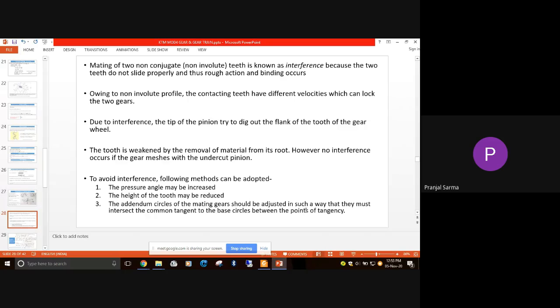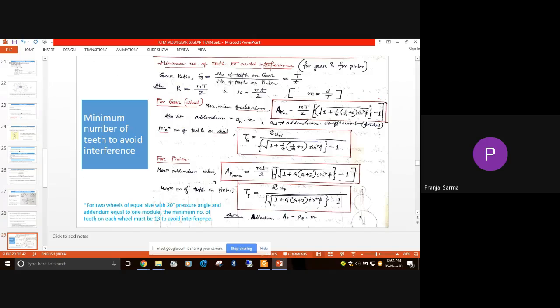So whenever the number of teeth is very small, ultimately the sizes are also affected, and the relative position of the addendum circle gets this kind of problem. That means we have to have a minimum number of teeth to avoid interference, because the interference problem arises when the gear has a very small number of teeth. So there is a minimum number of teeth which should be there in a particular pair of meshing gears so as to avoid interference.